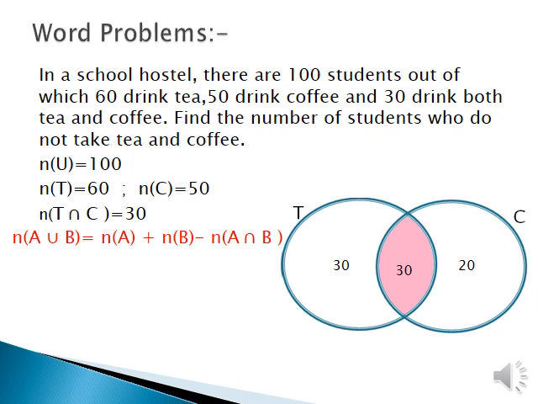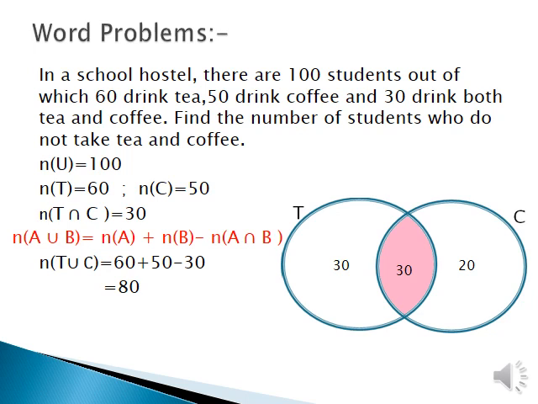Now from the formula we will see how to solve. This is the formula which we have studied just now. Using this formula, here instead of A and B, we are going to consider T and C. So by putting the values, we can see n of T union C equals 60 plus 50 minus 30, that is 80. So we are getting the same answer using the Venn diagram as well as using the formula.